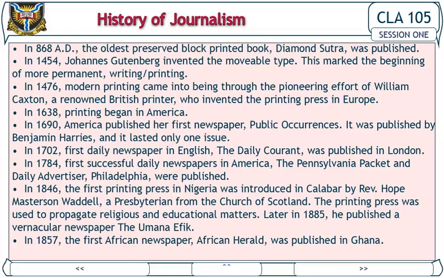In 1846, the first printing press in Nigeria was introduced in Calabar by Reverend Hope Masterton Waddell, a Presbyterian from the Church of Scotland. The printing press was used to propagate religious and educational matters. Later, in 1885, he published a vernacular newspaper, the Unana Efik. In 1857, the first African newspaper, the African Herald, was published in Ghana.